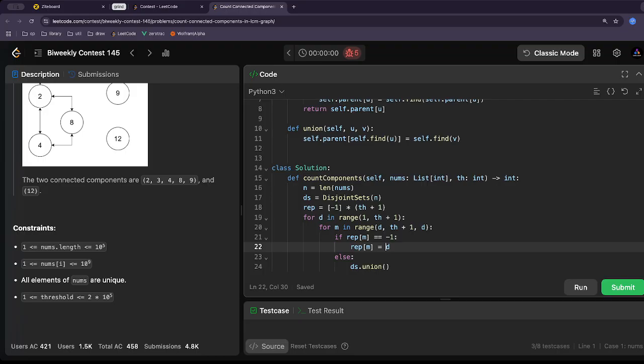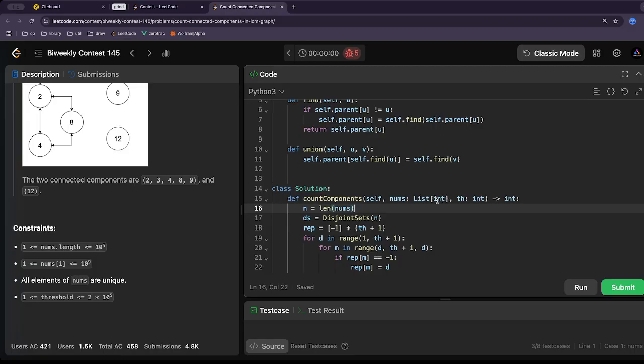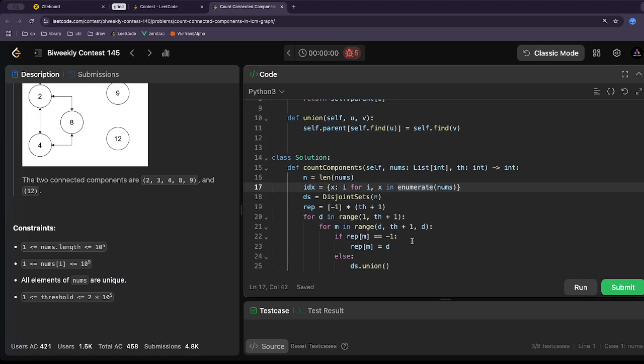Else we want to do the union of, well, but notice that we have to pay attention to this. The union find uses indices for the nodes, from 0 to n-1, right? But here we're using numbers in this list. So we need to have an index. We need to find the index for each of the numbers, right? Which is going to give us the index in the graph. So for that we want to enumerate nums. And now for each value, remember that the numbers are unique, so this makes sense, right? So for each value we have its index, and that's what we're going to use here.